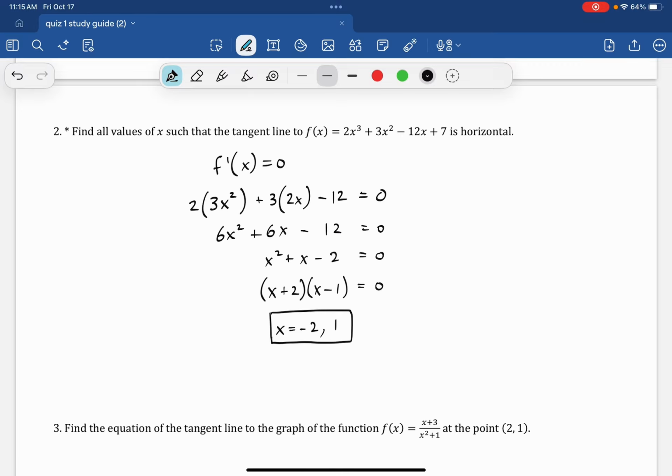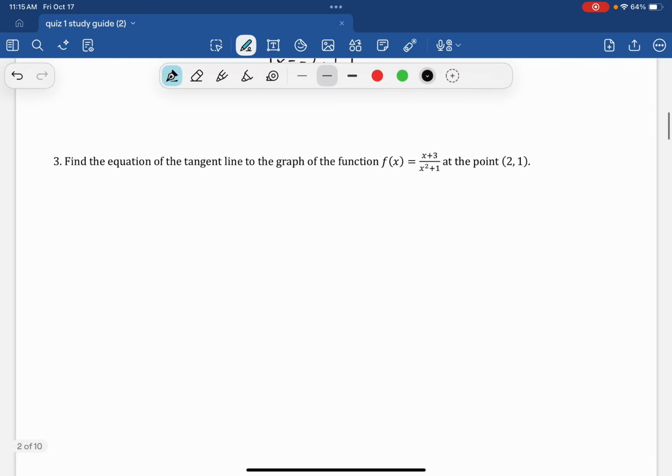Hopefully that makes sense. Next question: find the equation of the tangent line to the graph of the function f of x equals x plus 3 over x squared plus 1 at the point 2, 1. All right, so for this question, we're going to need to use point-slope form, because the idea is that we're going to try and find the derivative of f of x at this particular point, and that's going to tell us the slope of the tangent line. And so we're going to use that slope, and because we know a slope and we know a point, point-slope form is going to tell us the equation of the tangent line.